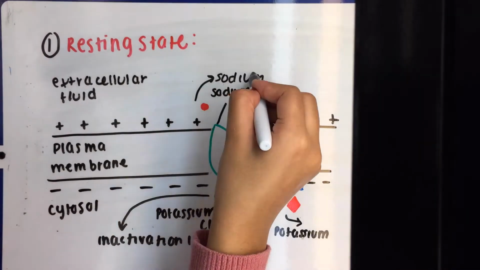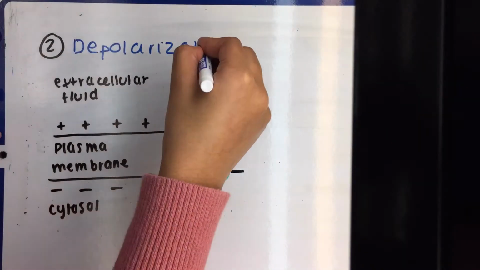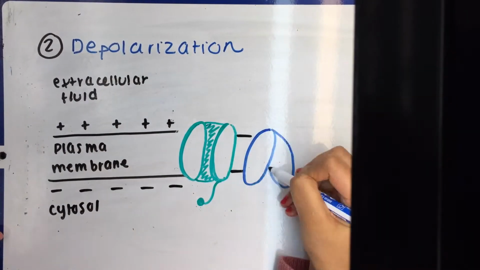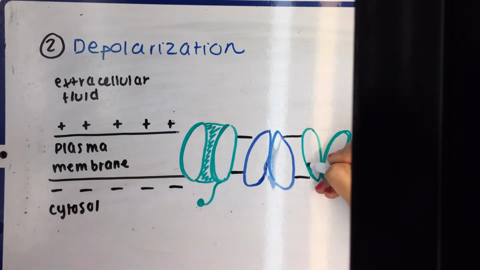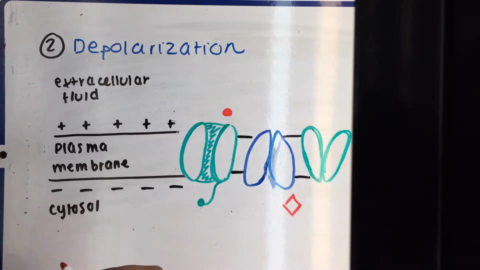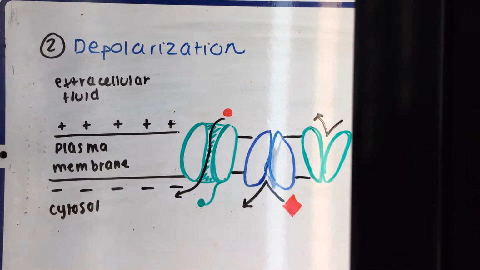Depolarization occurs when sodium travels down its concentration gradient through ion-gated channels. Depolarization opens up most of the sodium channels, but the potassium channels stay closed. Next, the sodium channels become inactivated, but the potassium channels open up.